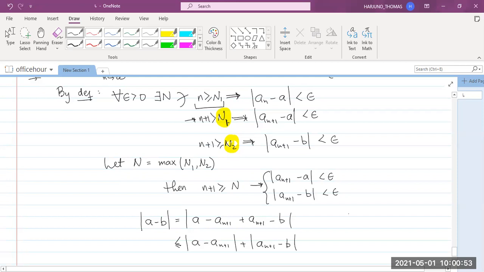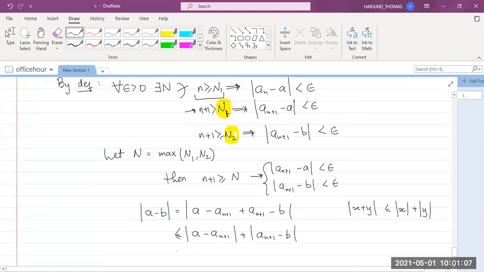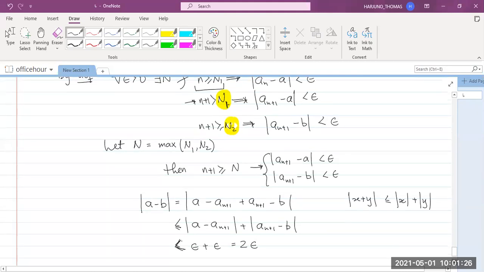Is it right? Because the absolute value of x plus y is less than or equal to the absolute value of x plus the absolute value of y. So far so good? Yes. But then this is actually less than epsilon plus another less than epsilon. But epsilon is any positive number, right? So what is the number?